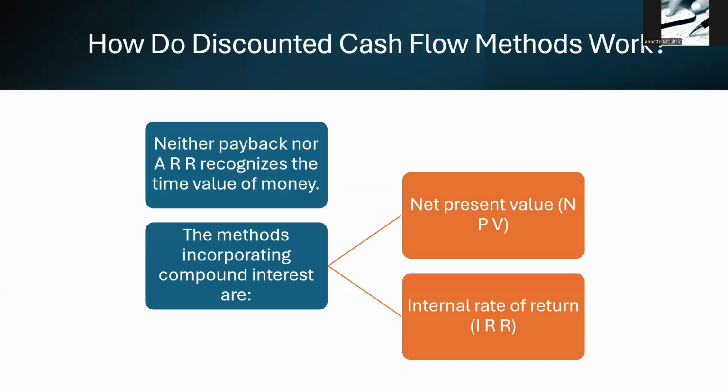Neither payback nor accounting rate of return recognizes the time value of money. That is, these methods fail to consider the timing of the net cash inflows an asset generates. Discounted cash flow methods, the net present value and the internal rate of return methods, overcome this weakness. Now, these methods incorporate compound interest by assuming that companies will reinvest future cash flows when they are received.